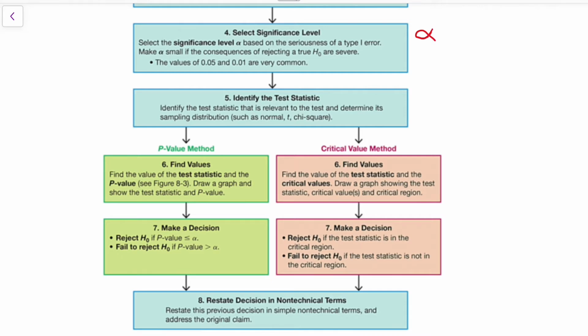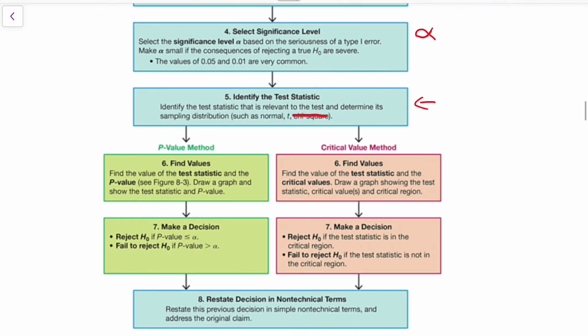Next, we need to identify the test statistic, such as the normal test statistic or the t-test statistic. There is one called the chi-squared, which we will not cover. This test statistic will be the value that helps determine whether our claim is significantly high or not. There are two methods to help us determine this.